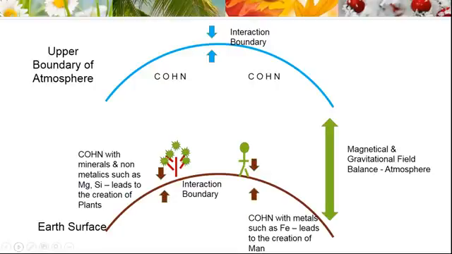As these come down closer to the Earth's surface, these amino acids interact with minerals and non-metallics, such as magnesium and silicon, and this leads to the creation of plant life on Earth. On the other side of the equation, these amino acids, with the interaction of metals such as iron, lead to the creation of man as we know it and animals on Earth. So it's just the basic amino acid structure with different interactions of the metals on Earth that leads to the creation of plant life or animal life.